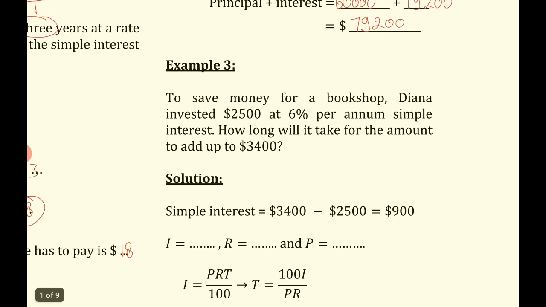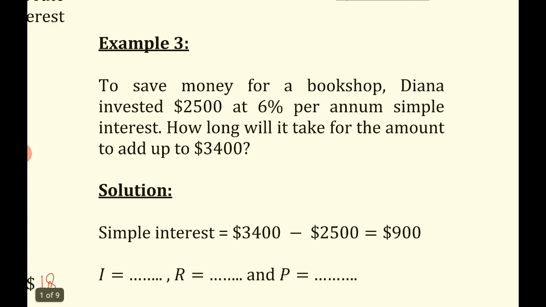Now is example 3. To save money for a bookshop, Diana invests $2,500. So this is the principal, of course, the initial money, at 6% per annum simple interest. So this is the rate. The rate is 6%. How long will it take for the amount to add up to 3,400?